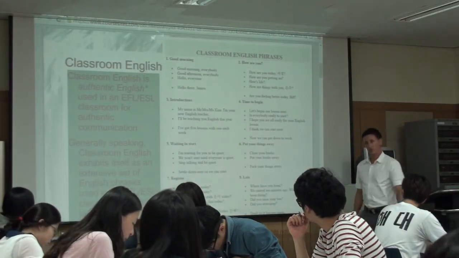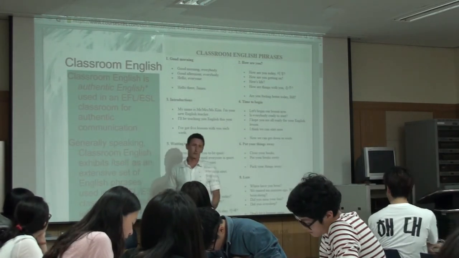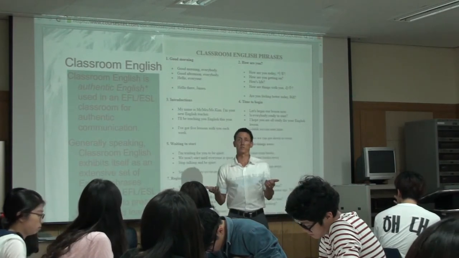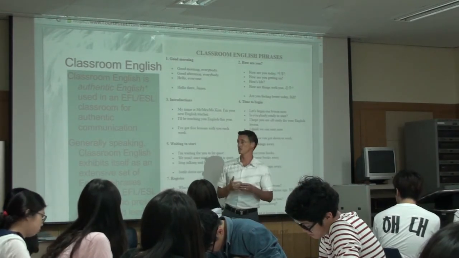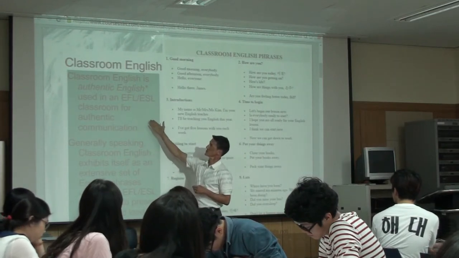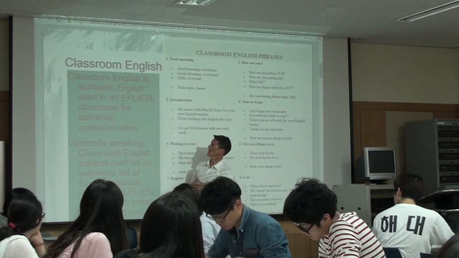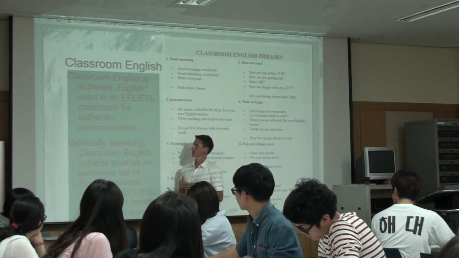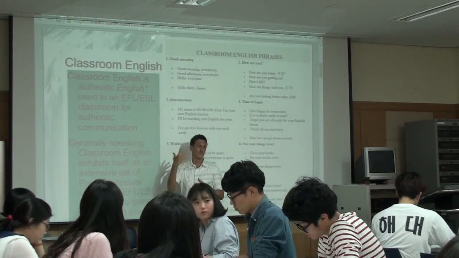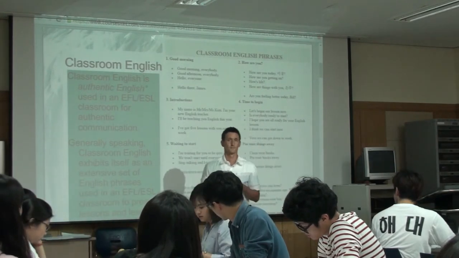Classroom English has a couple of different definitions. If I were speaking from the perspective of teaching English as a foreign language or English as a second language, this is the definition that I would use. I would say that classroom English is authentic English used in an EFL or ESL classroom for authentic communication. That would be my definition. Do you have any questions?